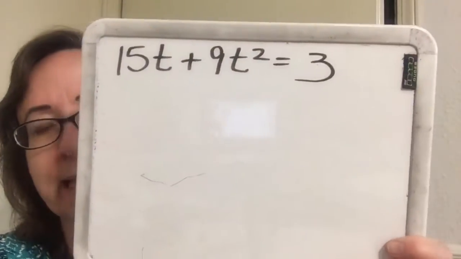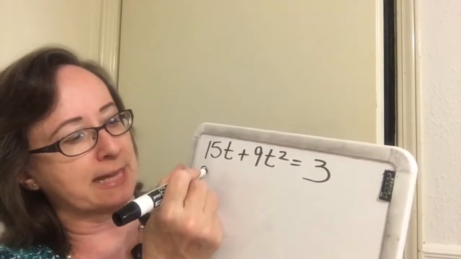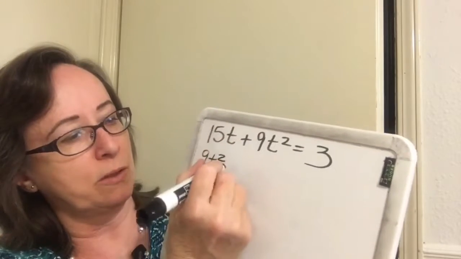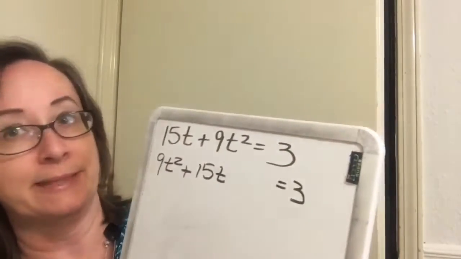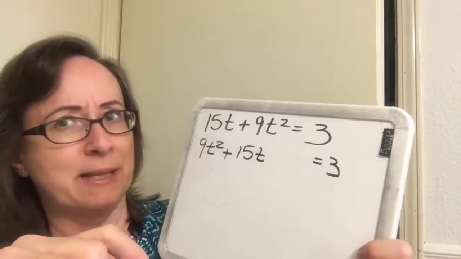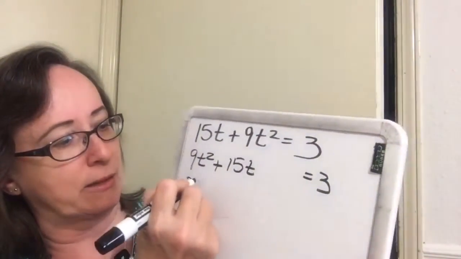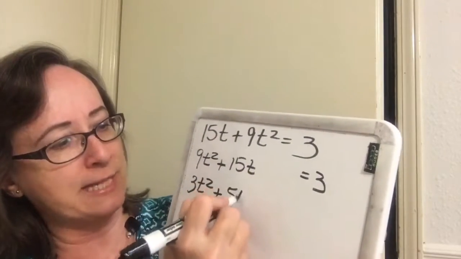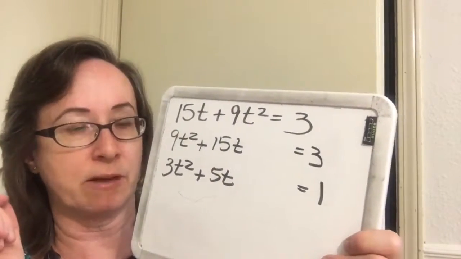All right, and the very last problem, we have a little bit of work to do. First of all, look at that mess. It is not in the right form to begin. So we're going to move the 9t squared to the front because that's my squared term. We're going to move the 15t there, and we already have our 3 on the other side. Now, notice that there is a 3 that I could pull out of the whole thing. To keep it as simple as I can, I'm going to do that. So I divide by 3, divide by 3, divide by 3, and I'm going to get 3t squared plus 5t is 1. Okay, I can always divide by anything that's not a 0.